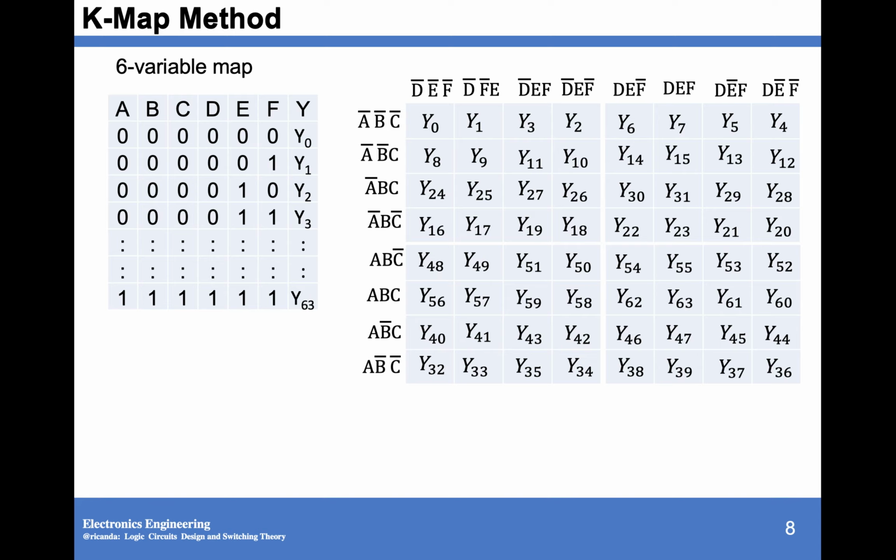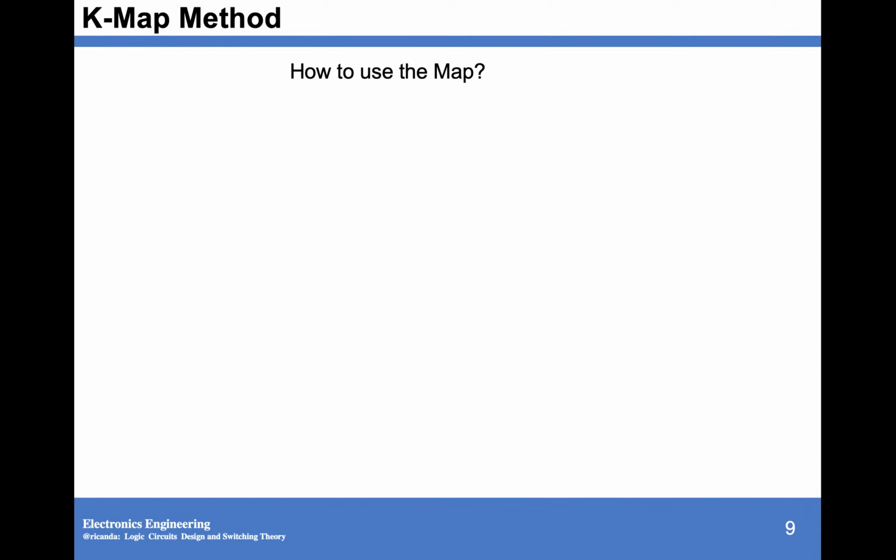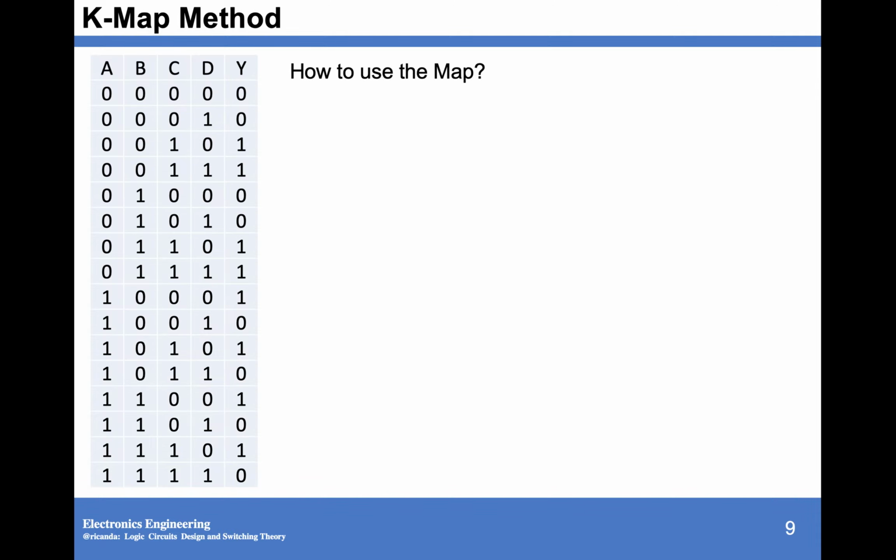So we have y63, or there are 64 squares. So how to use the map? If we have 4 variables, then this is your row table. Since we have 4 variables, we have to do 16 squares, that is 4 by 4. The variables in your column and row are written in your row table. So you have E, B, C, and D. We have E, B on the side, and the upper side is your CD.